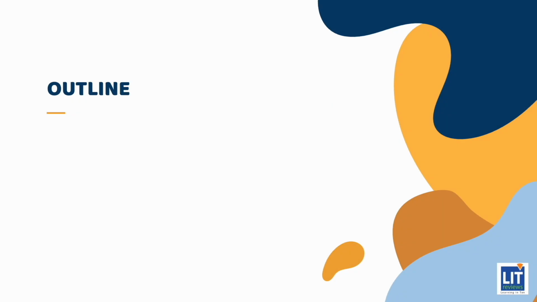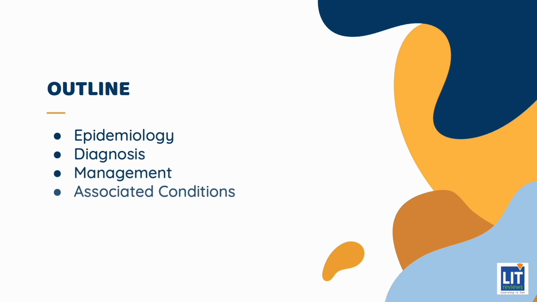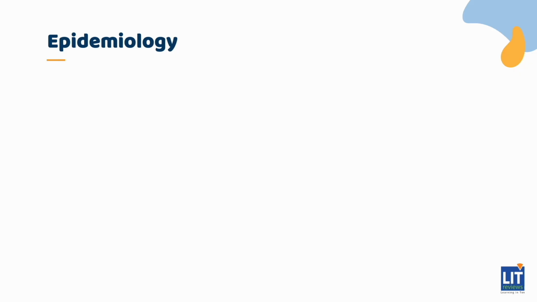Let us discuss the epidemiology, diagnosis, and management of Down syndrome, as well as frequently associated conditions. Down syndrome is caused by a chromosomal abnormality called trisomy 21. Typically, an extra copy of chromosome 21 is present due to non-disjunction during meiosis. This happens in about 95% of cases.